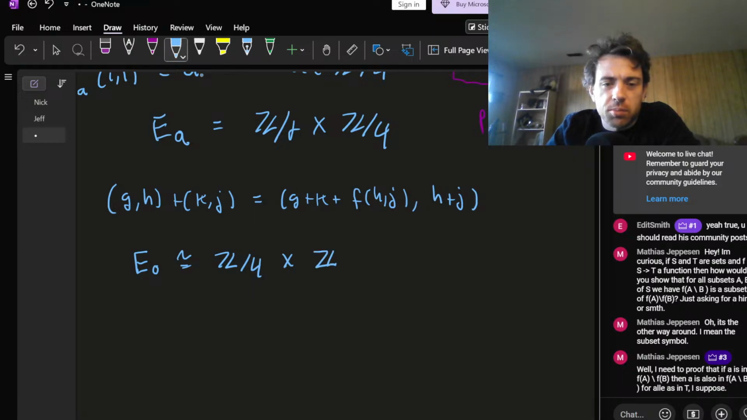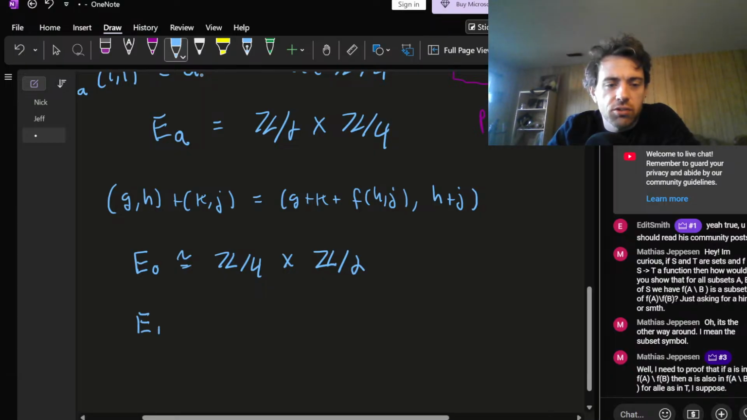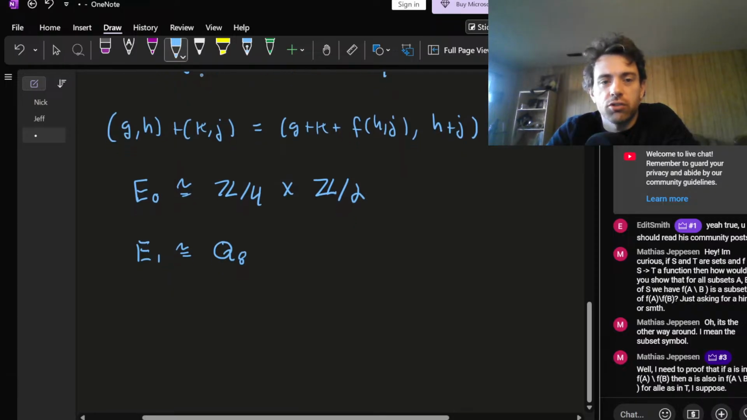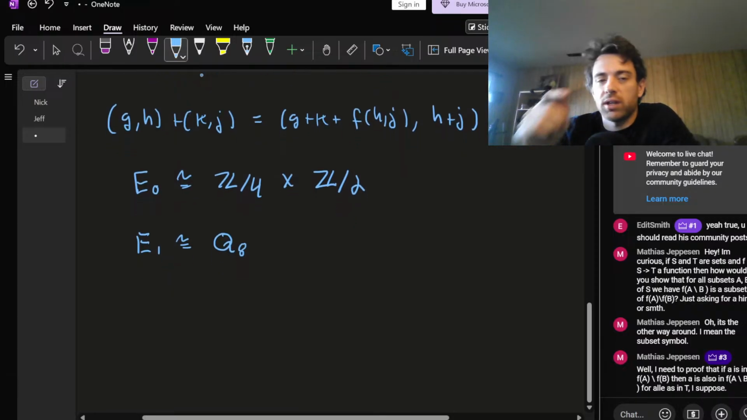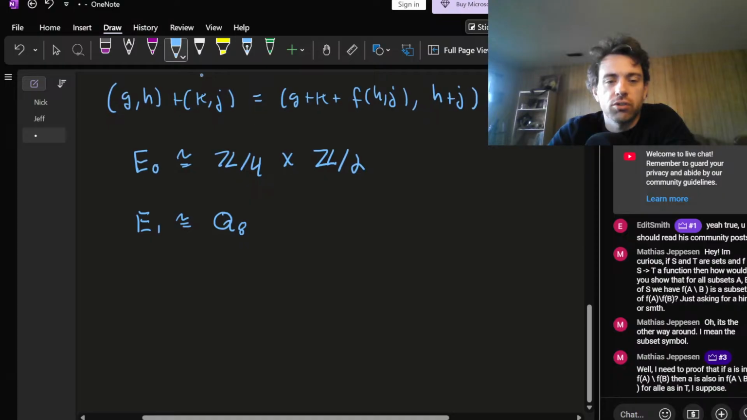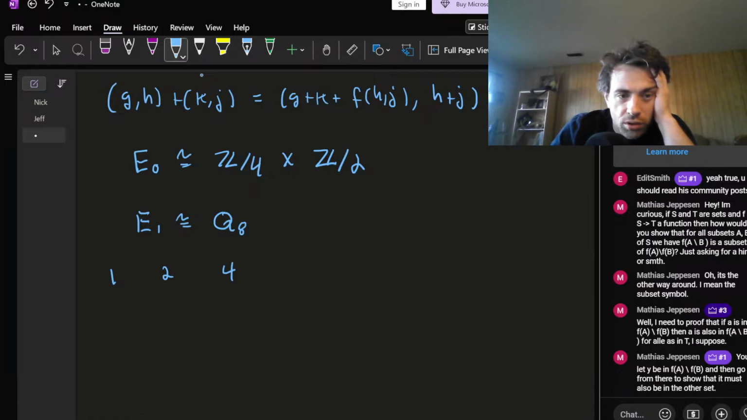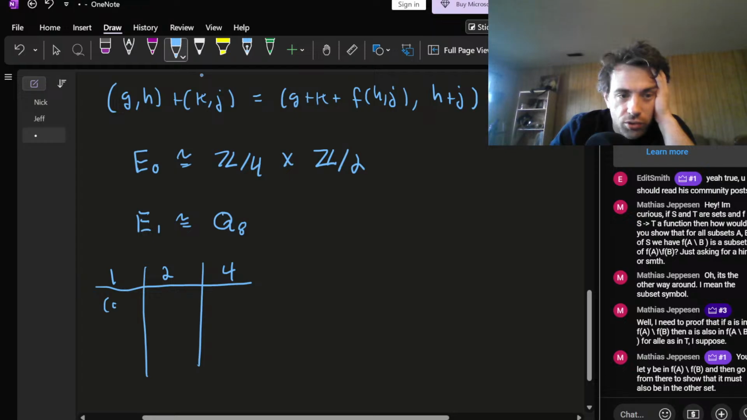This will just be the direct product. Okay, so I convinced myself by counting elements that E1 will be isomorphic to Q8. I think E3 will also be isomorphic to Q8, just by counting orders of elements. So let's go ahead and check that. So we have elements of order 1, 2, and 4. Of course, we have 0, 0 in here.